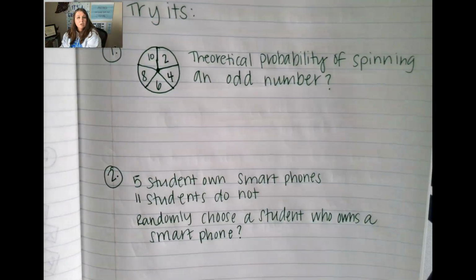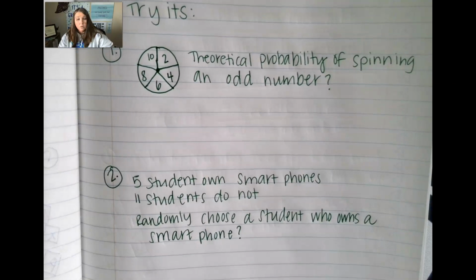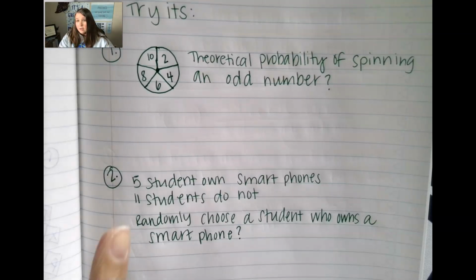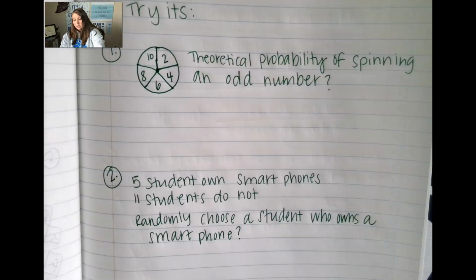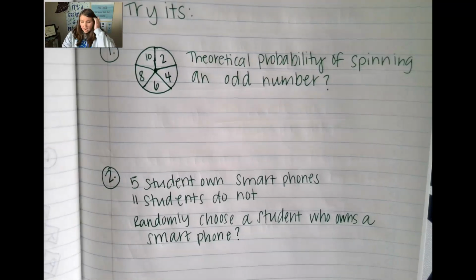problems and so that you can check your level of understanding. So solve them yourself and then come back and check your level of understanding. So number 1, spinning an odd number. Number 2, randomly choosing a student who owns a smartphone. Okay, go ahead and hit pause right now so you don't hear me solving, and then come on back when you're ready.